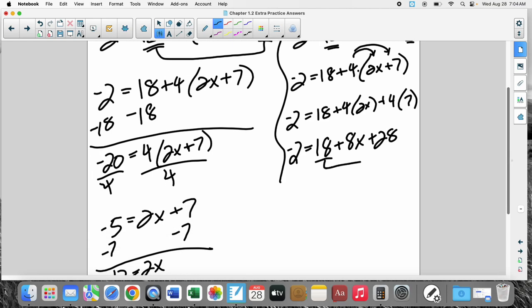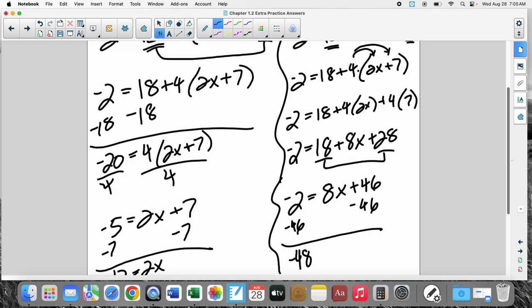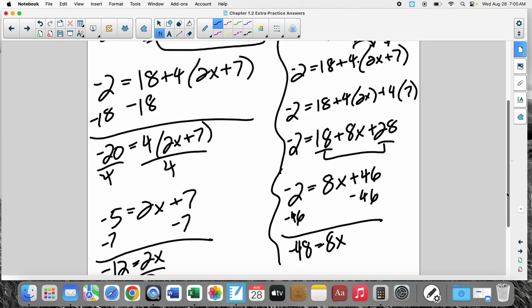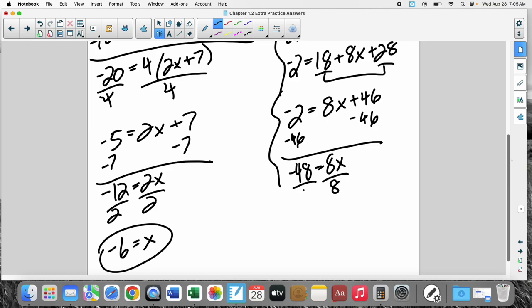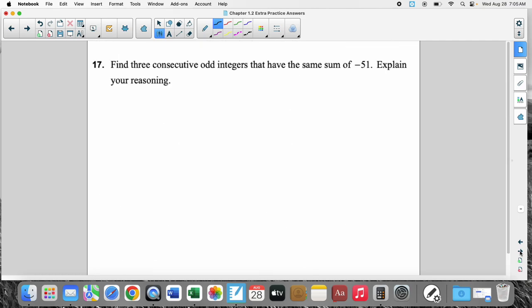And now I'm going to combine these two because they're on the same side. -2 equals 8x plus 46. I'm going to subtract 46. I get -48 equals 8x. And now I'm going to divide by 8. And I get -6 equals x. Same answer, two different ways.